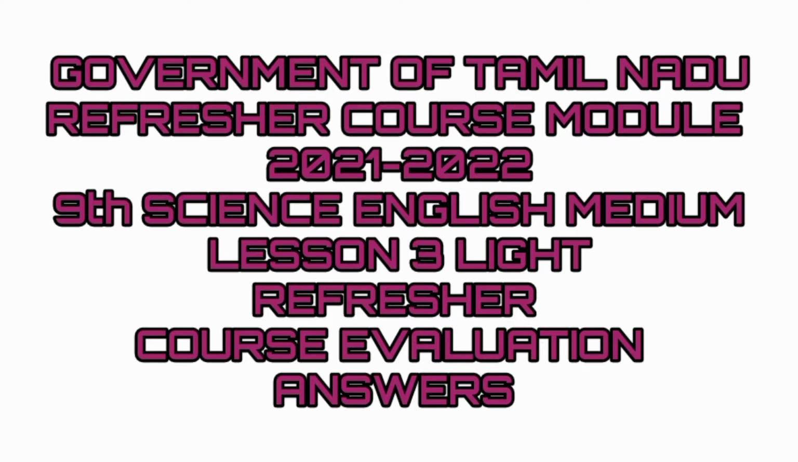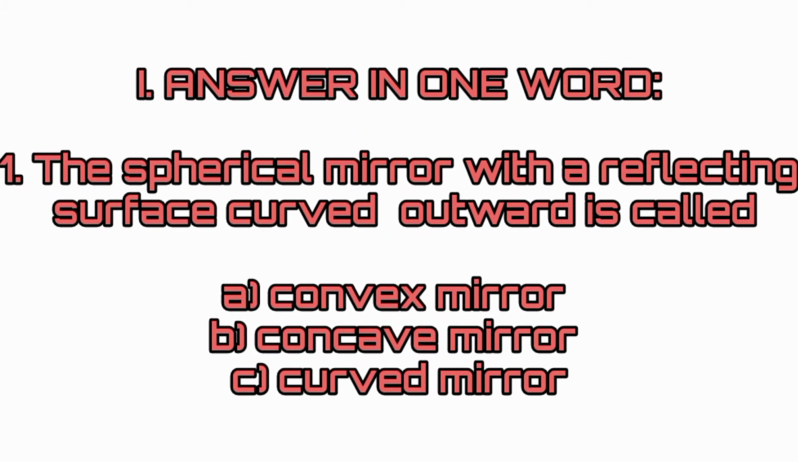2021 to 2022, 9th Standard Science, English Medium, Lesson number 3, Light, Refresher Course Evaluation Answers. Answer in one word. Question number 1. The spherical mirror with a reflecting surface curved outward is called dash. Answer option B, concave mirror.